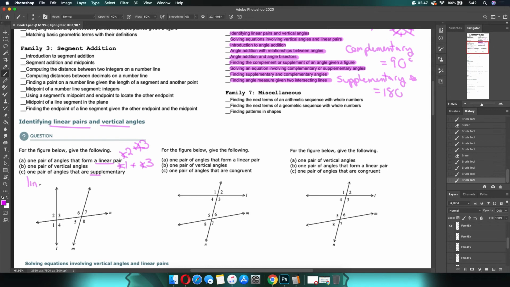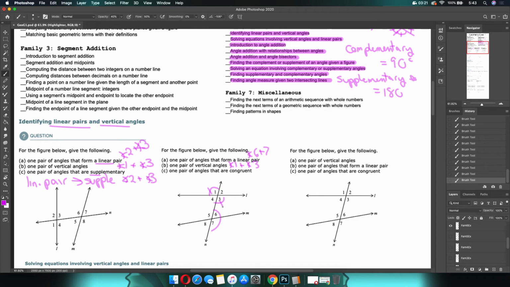A linear pair is, since it makes a straight line, always supplementary. So rather than making things hard for you, I just figure, what's the linear pair that I chose? Angle 2 and angle 3. So linear pair over here, what makes a straight line? We'll say angle 6 and 7. All right, vertical angles, let's keep it a little bit away. So we'll say angle 1 and angle 3. Pair of angles that are congruent.